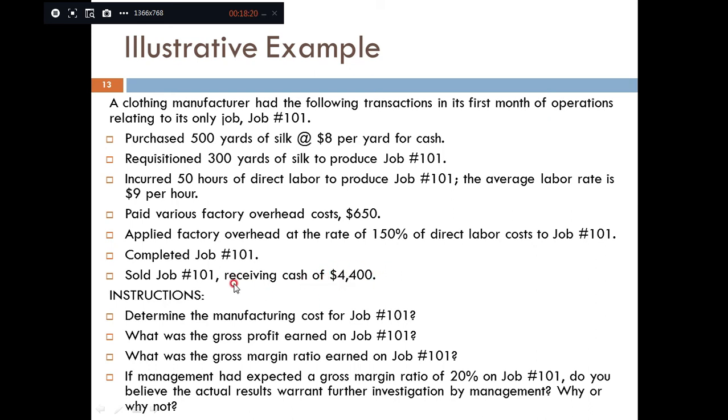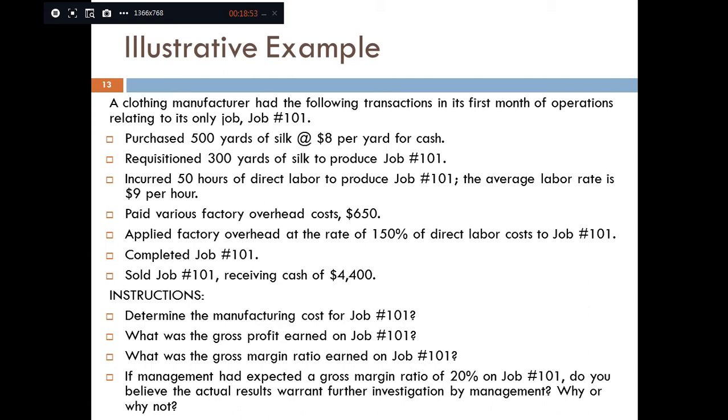So the instruction is: determine the manufacturing costs for job 101, then what was the gross profit earned on job 101, and what was the gross margin ratio earned on job 101.